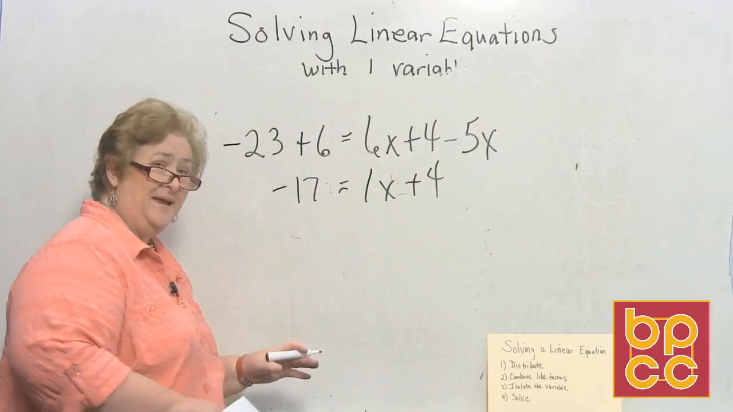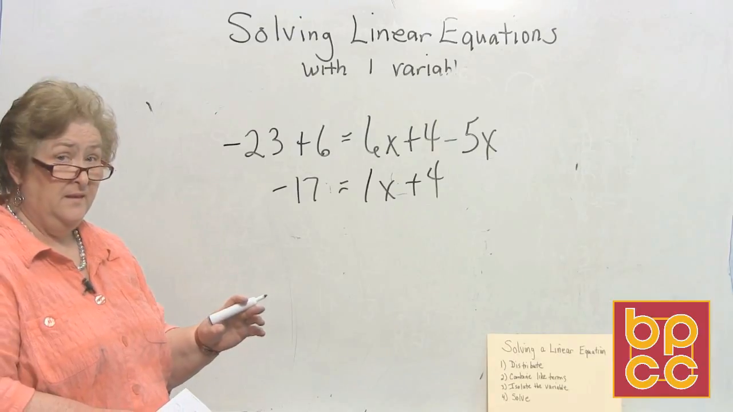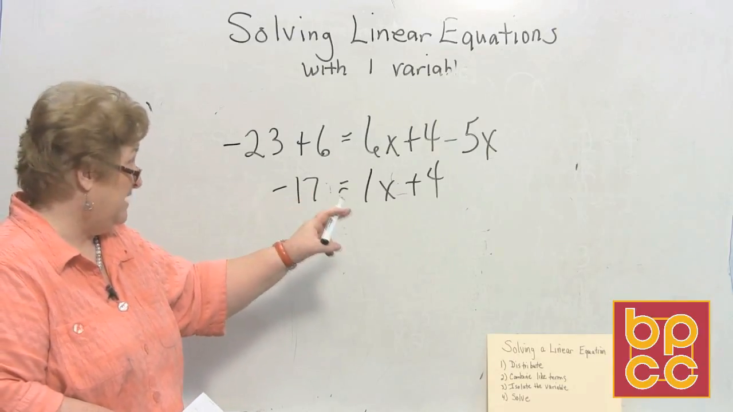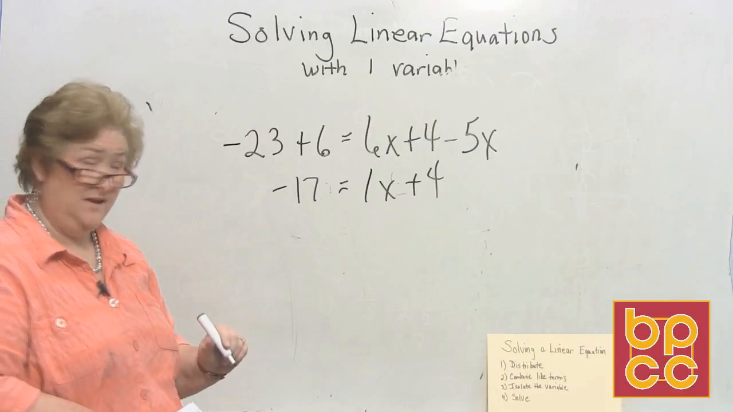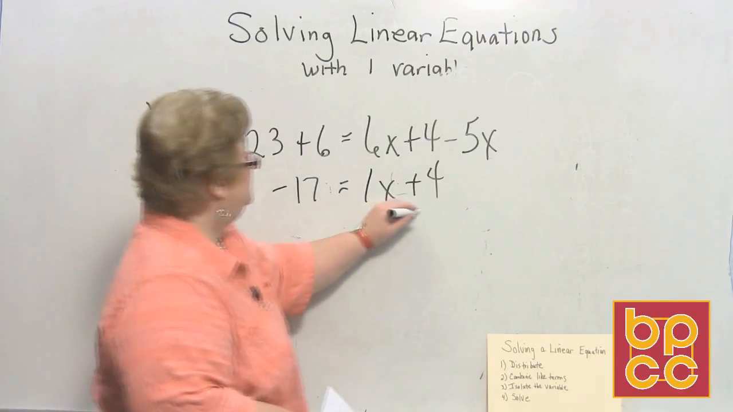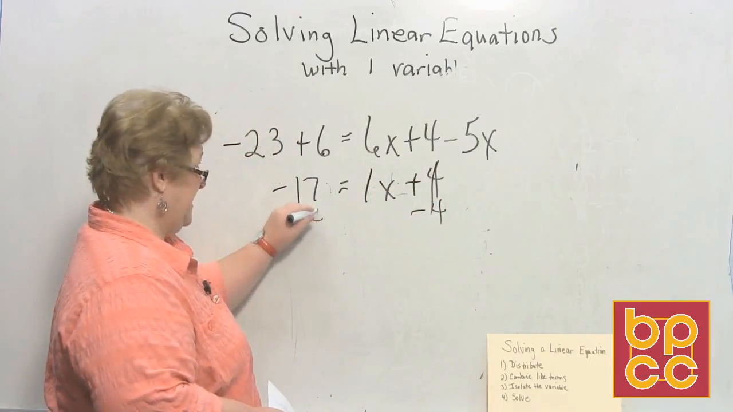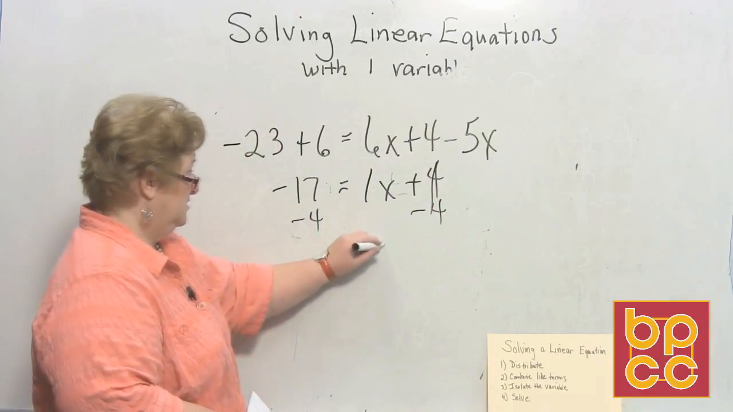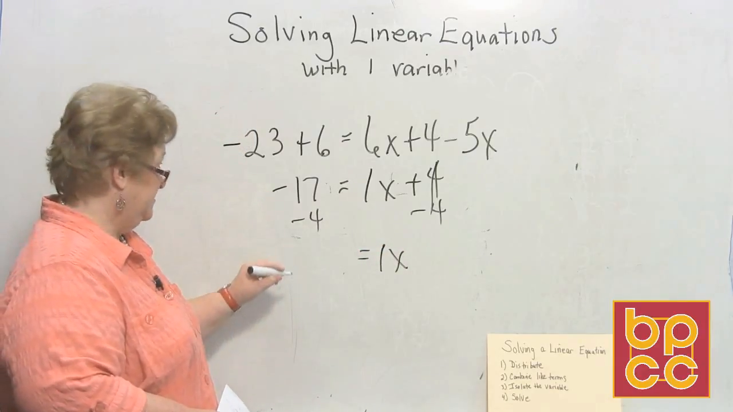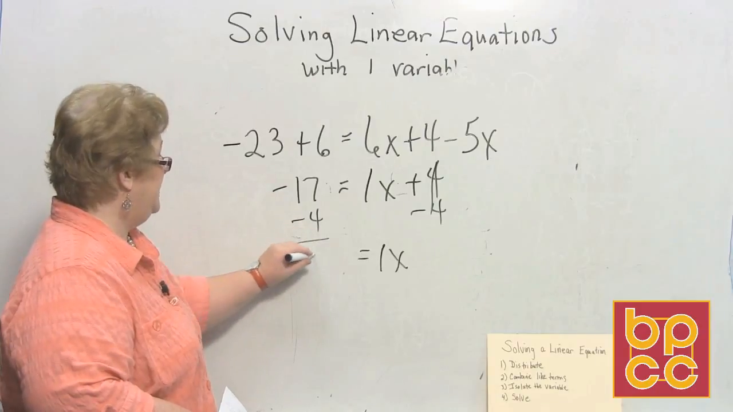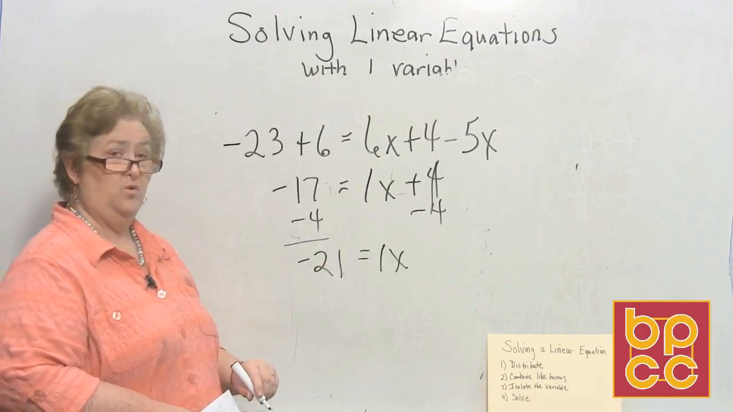Now that I've got everybody combined, I can move. Who am I going to move? I'm going to move that 4 right there to the other side because he needs to get onto that other side so x can be by himself. So 4, let's move. I'm going to add a negative 4 to clear it, and over here I'm going to add a negative 4 as well. So 1x or x equal negative, and more negative is a whole bunch of negative. X is equal to a negative 21.